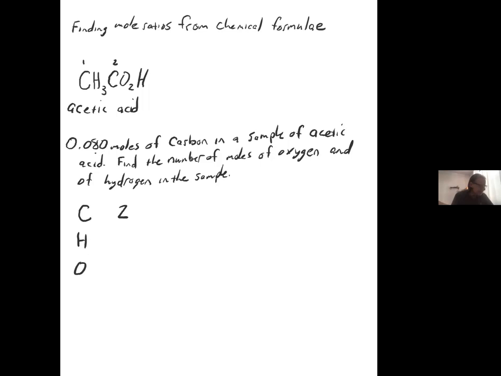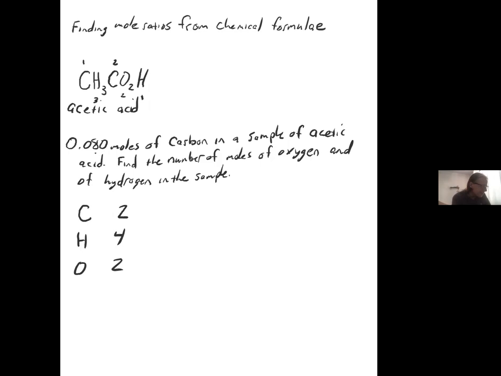The number of hydrogens, you've got three right there, right, H3. And then you've got another H at the end, so that's one right there. So you got four. And then the oxygen is right here. It just says two, so you got two oxygens. So don't be thrown off by the terminology here, moles. It's the same ratio in moles as it would be for the number of atoms.